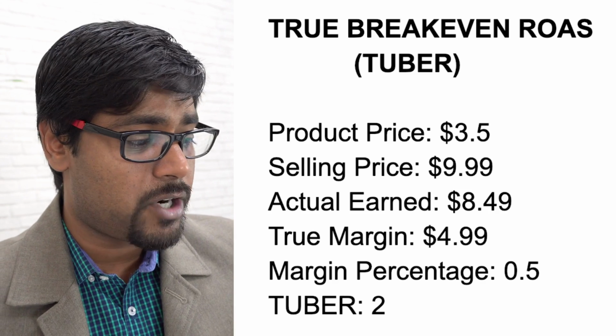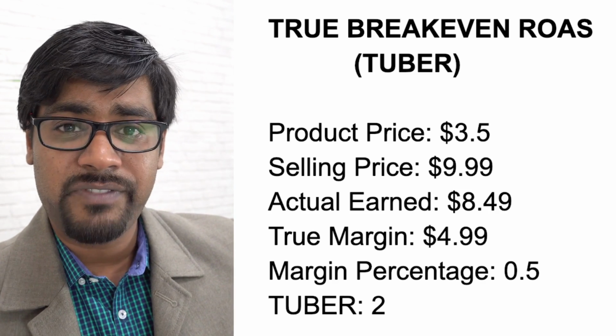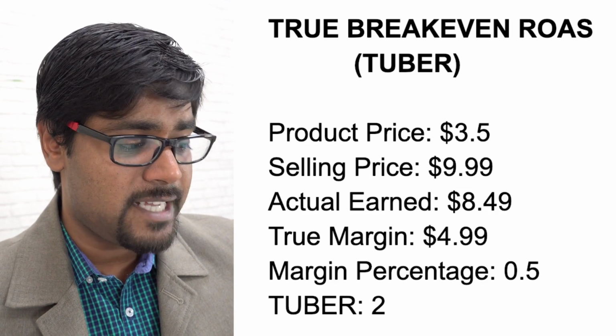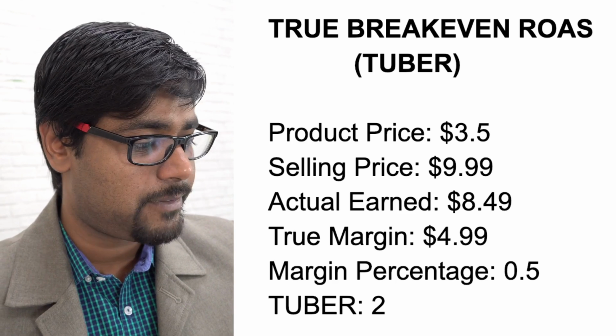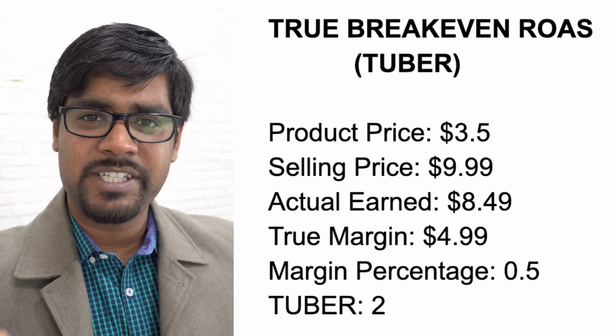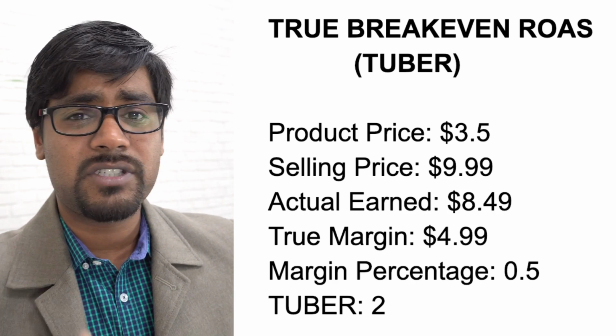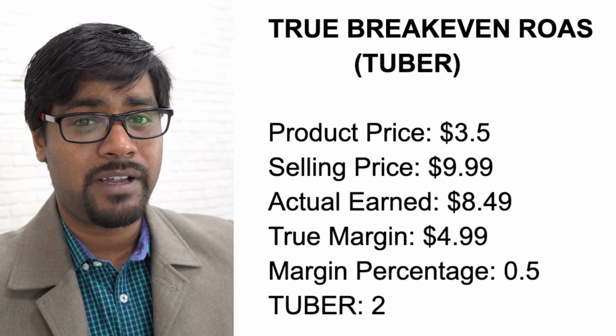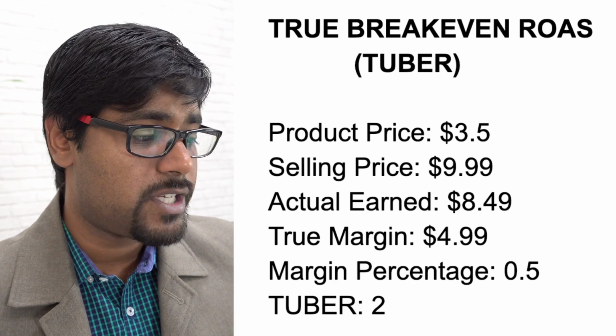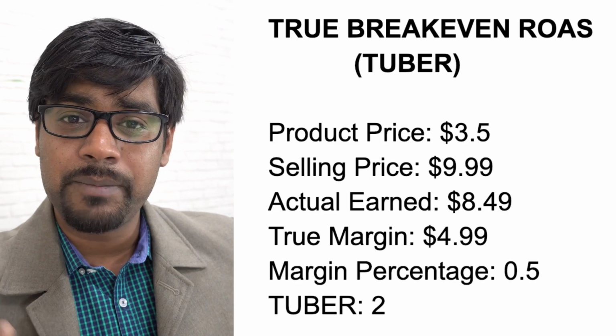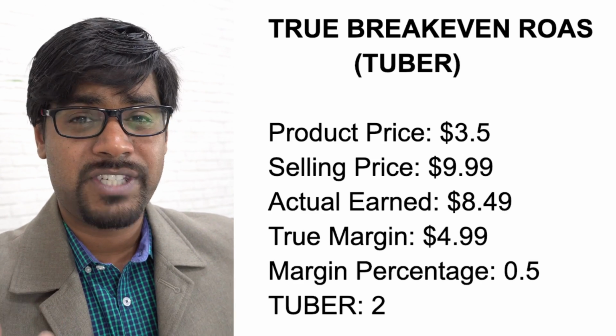Let's say we're selling that same product, the product price is 3.5 USD and the selling price is 9.99, the same as before. Now the actual earned, which is the actual money hitting the bank account, will not be 9.99. You have to subtract 15% from that total revenue when you do the actual earned calculation, which comes out to 8.49. Now in the previous calculation, the true margin was about 6.49.